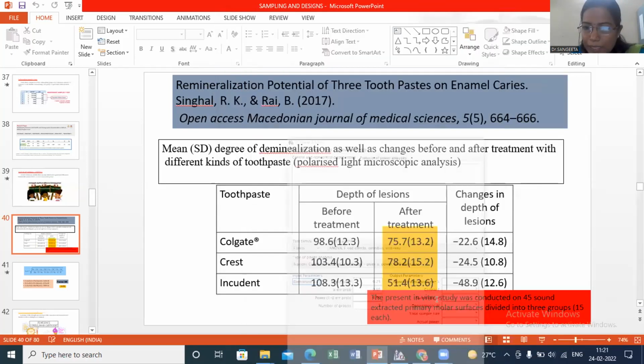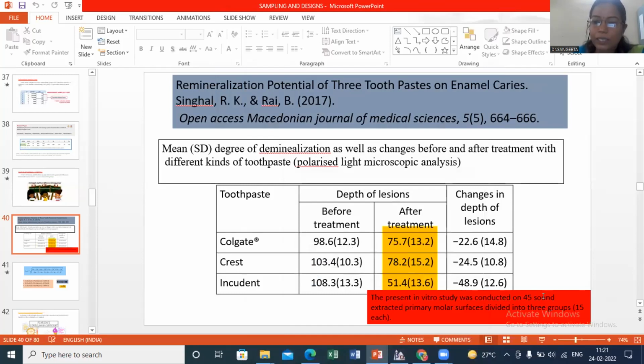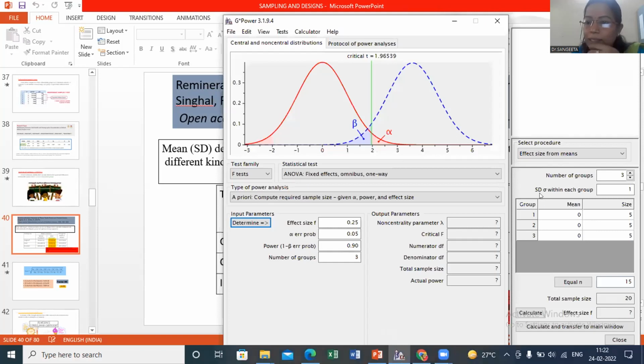Look at this. The present study is an in vitro study which was conducted on 145 sound extracted primary molars divided into 3 groups, that is 15 specimens per group. Okay. So go back again. Look at this.